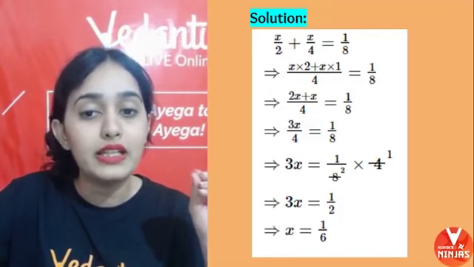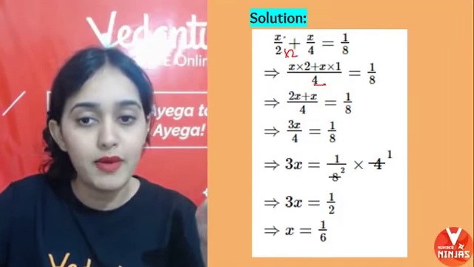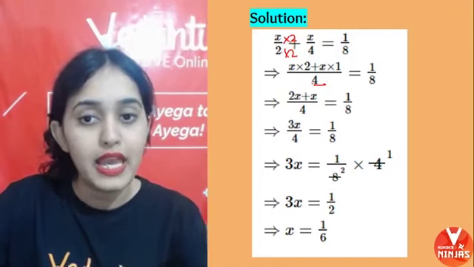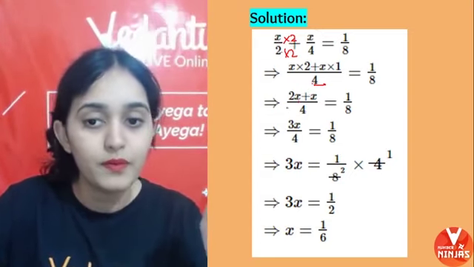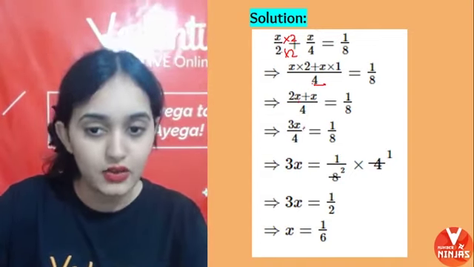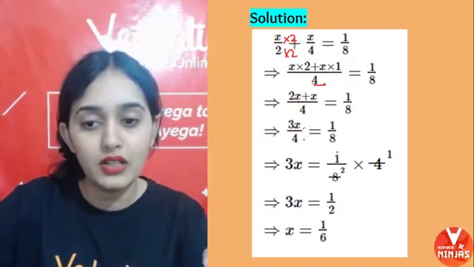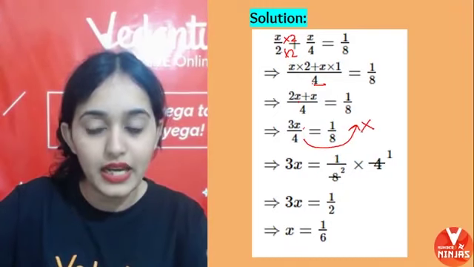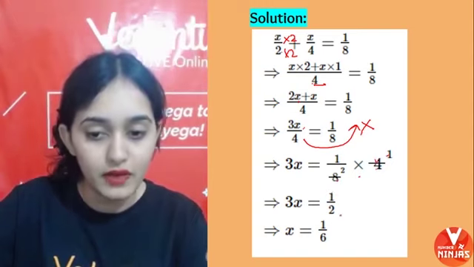So what is the LCM of 2 and 4? 4. So that is why this has to be multiplied by 2 and this also has to be multiplied by 2. 2 into 2, 4. X into 2, 2x. And x by 4 will remain as x by 4. 2x plus x, 3x. So 3x by 4 is equals to 1 by 8. Now this 4 will come to this side. So it will get multiplied into 4. 4 1 is 4, 4 2 is 8. So we got 1 by 2.